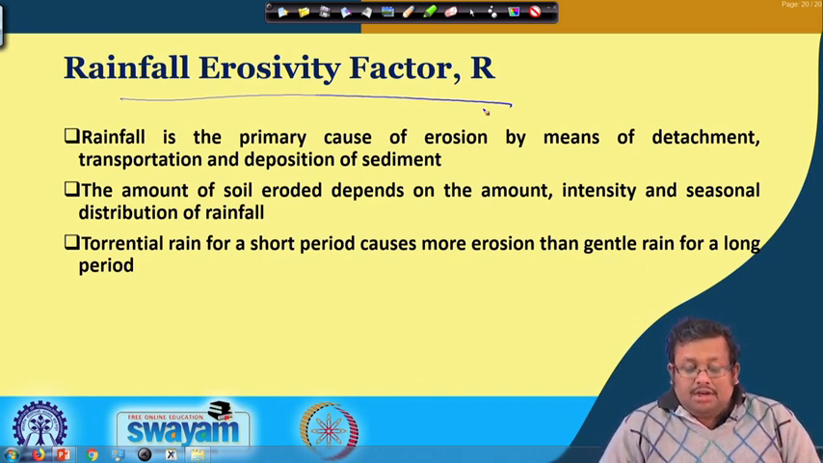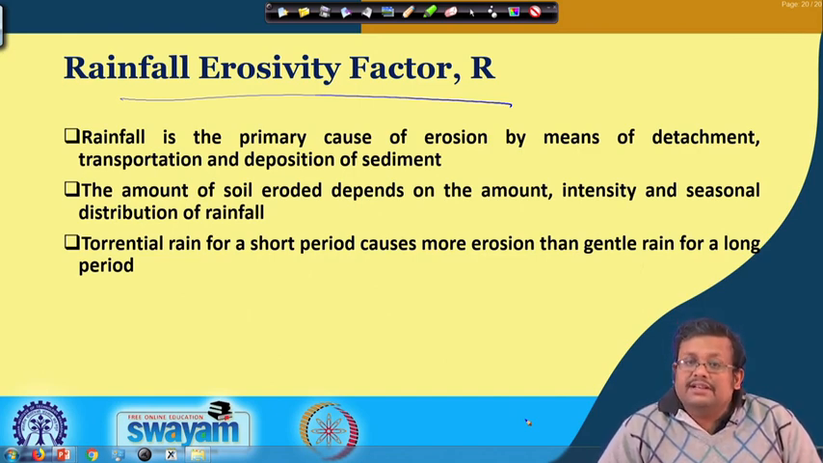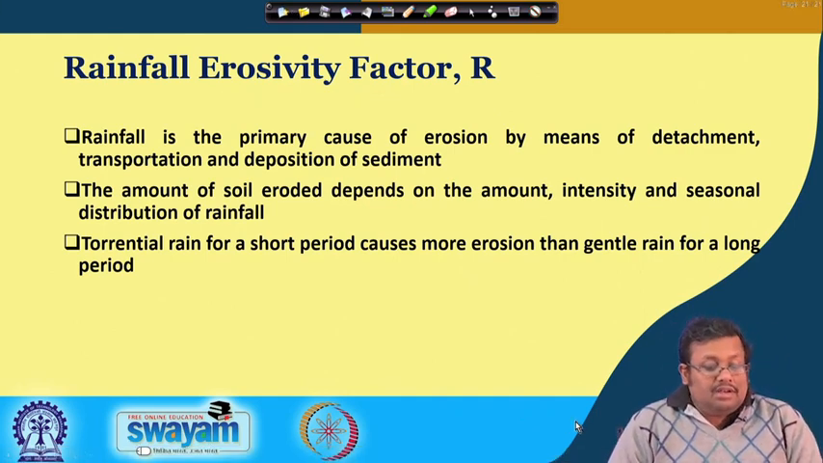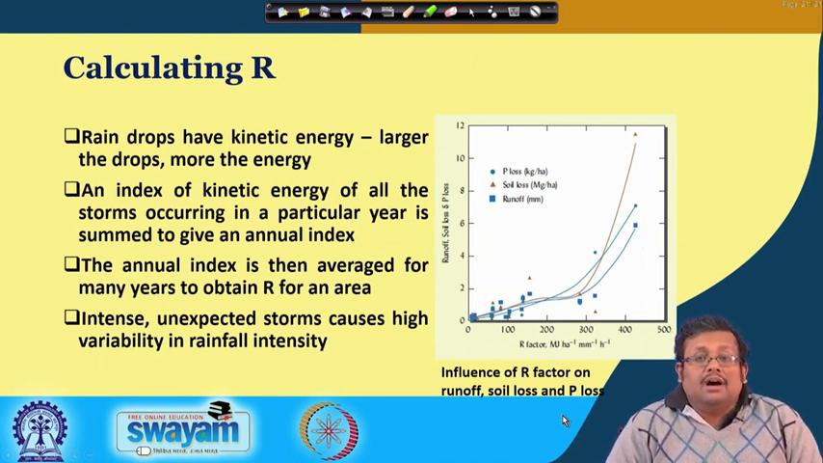So you can see not only the amount but also the intensity is very important for creating soil erosion, and also the seasonal distribution of rainfall. Obviously the soil erosion will be different when rainfall is concentrated in a particular season or evenly distributed throughout the year. So we have covered the R. Now, how do we calculate the R?